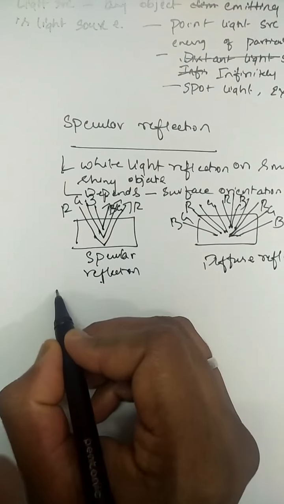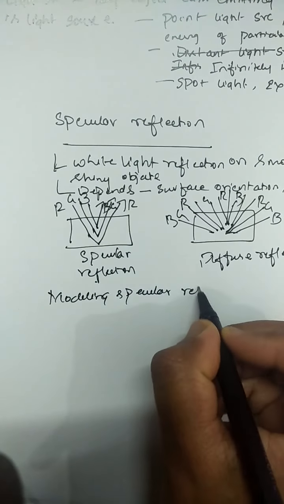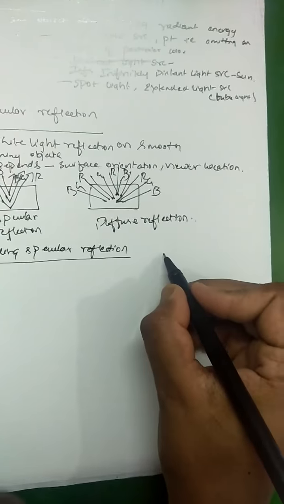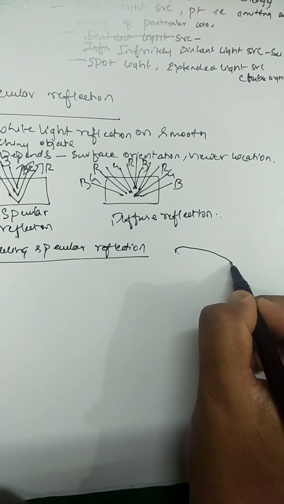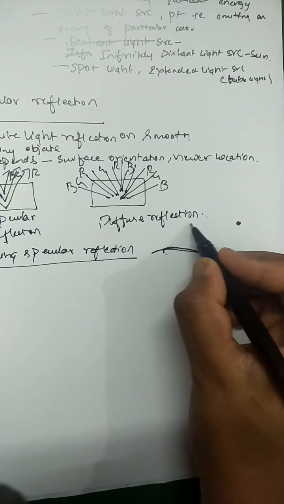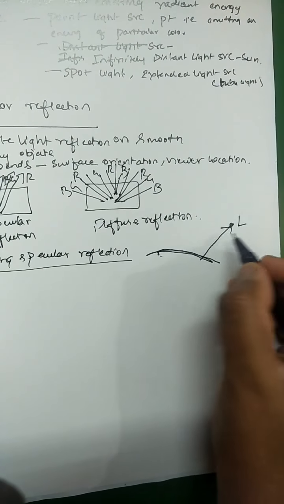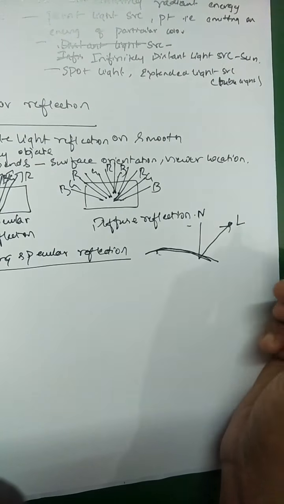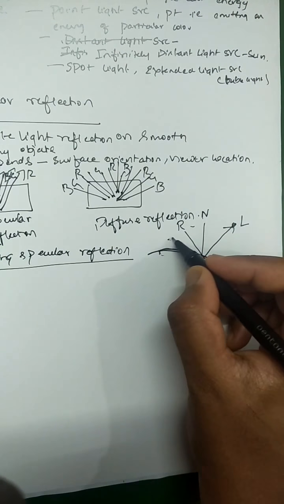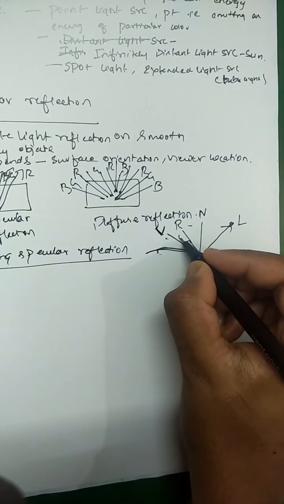If I want to model specular reflection, then consider a scenario wherein I have a surface here and there's a point light source here that is falling on this, and I draw a vector towards it, that is L. We have a normalized vector N and the reflection vector R, and we have a unit vector towards the viewer, that is V. This angle we call phi.